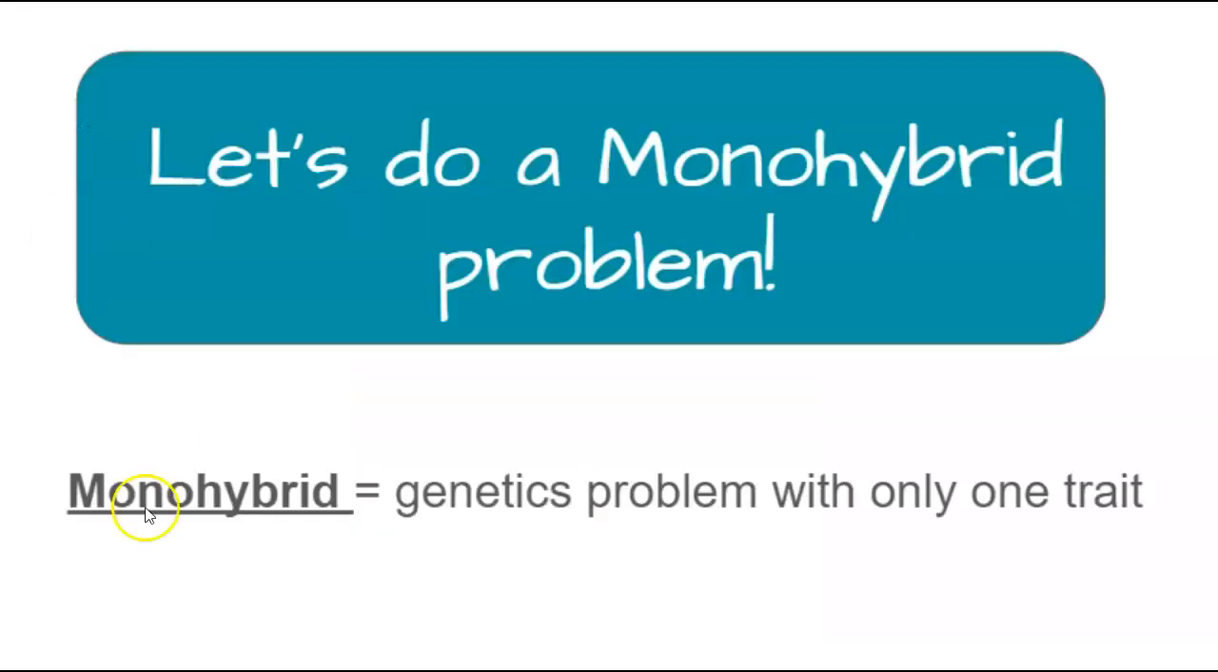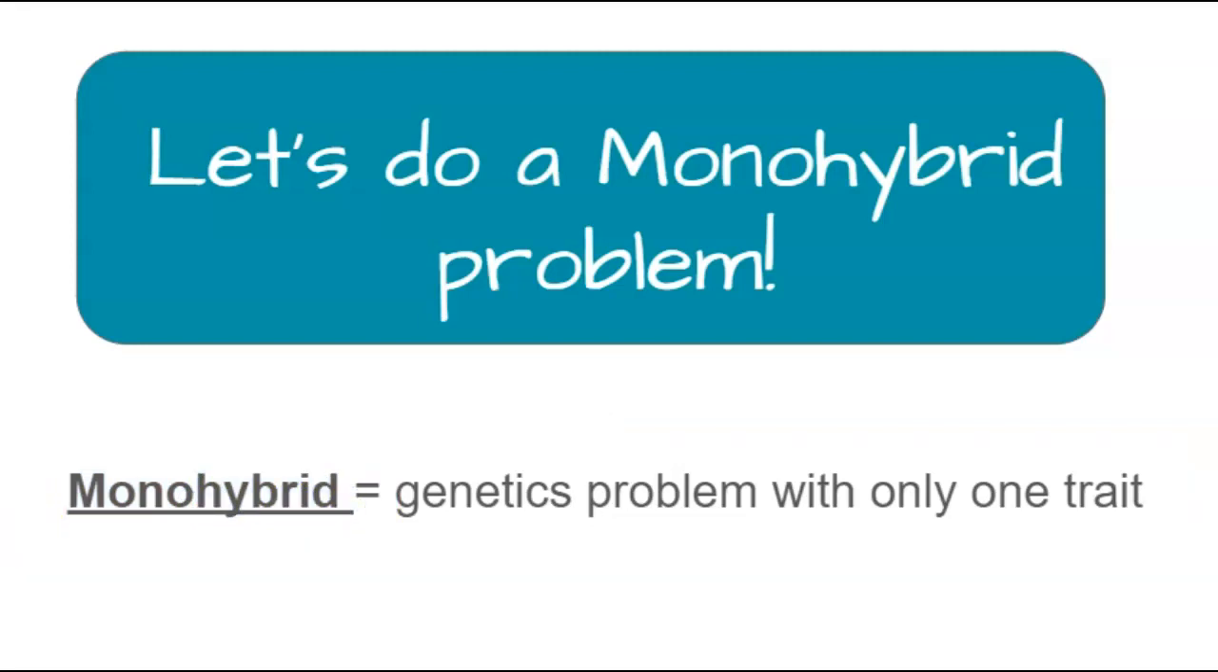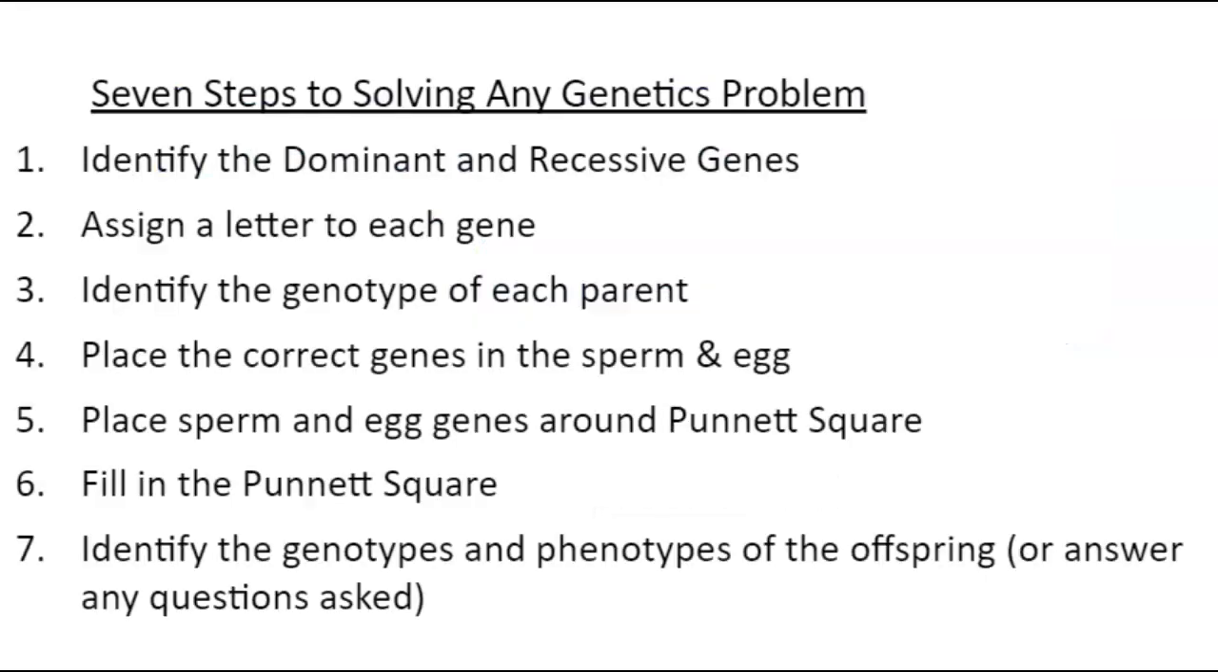So let's do a really quick problem. We call these monohybrid, mono meaning one, hybrid meaning two different parents, basically. So it just means problems with only one trait. You have the 7 steps, and you always have access to these 7 steps when you are doing these genetics problems. You don't have to memorize them.